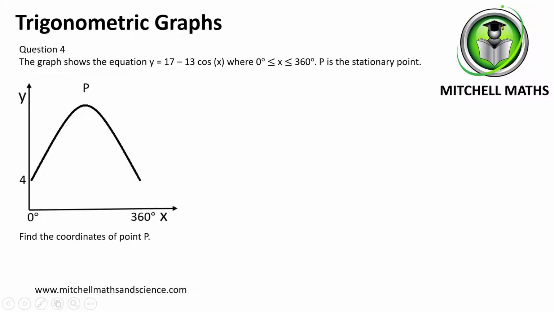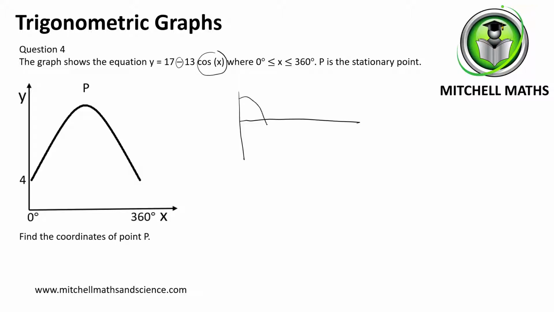And for our final question, we've got this graph here, which is y equals 17 minus 13 cos x, and we've got P, which is a stationary point, the maximum point at the top of the graph. And it wants us to find the coordinates of P. Now what you can see is you've got a minus value, so when cos x is negative, a minus times a minus would be a plus, so you're going to be adding values. And the more negative cos x is, the higher the value that you're going to add on to 17 is going to be.